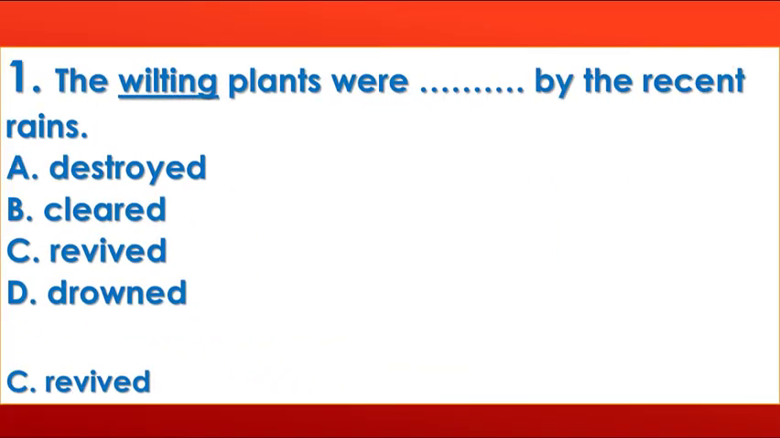Question 1. The wilting plants were dashed by the recent rains. A. Destroyed. B. Cleared. C. Revived. D. Drowned. The correct answer to this question is C. The wilting plants were revived by the recent rains.